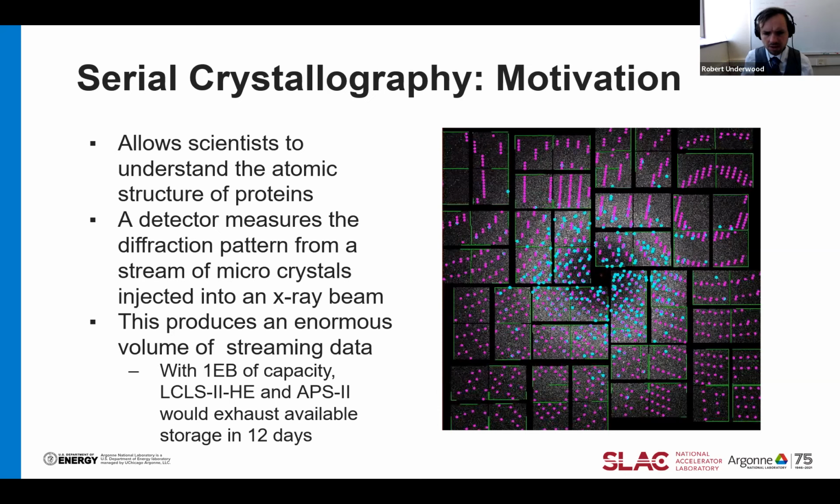Where compression comes into this is that the volume of data that is produced from applications like this is simply enormous. With upcoming systems like LCLS-II-HE and APS-U, even if you had an exabyte of storage capacity to store the raw data, if you ran this system for more than 12 days consecutively, you would exhaust all of the available storage space. So this leads us to consider, okay, how do we compress? How do we process this simply enormous volume of data?